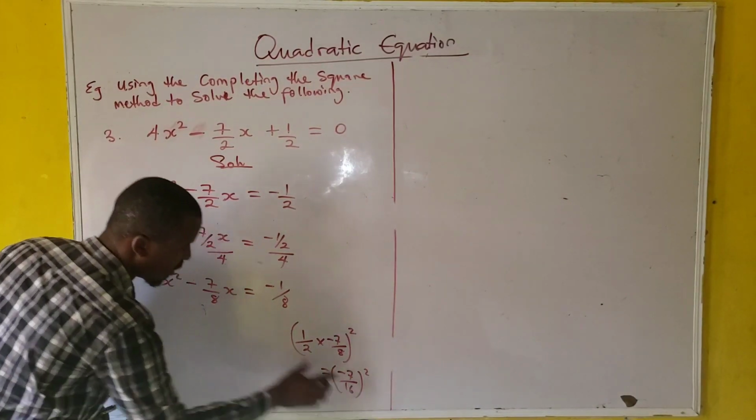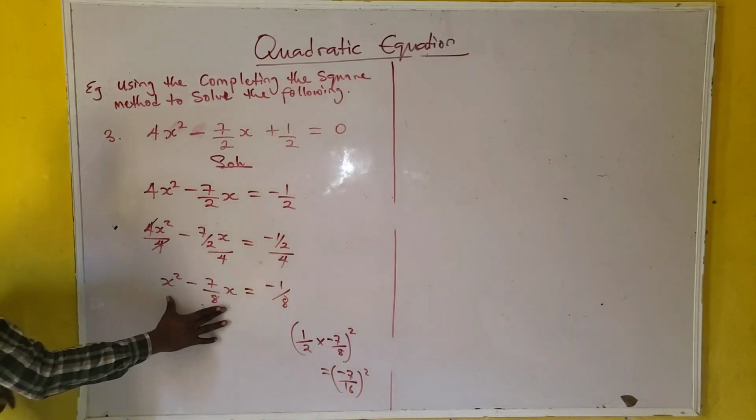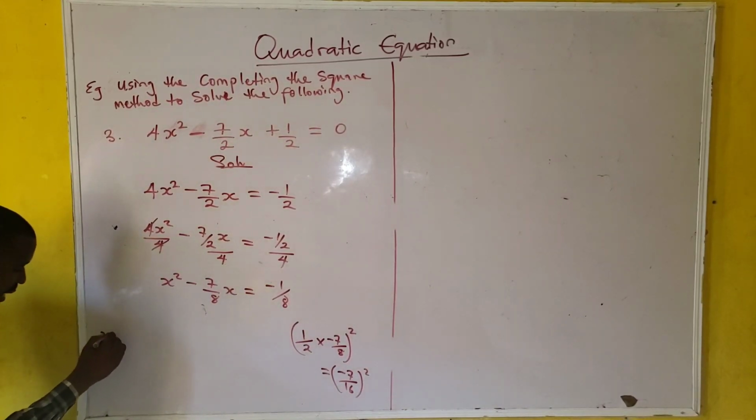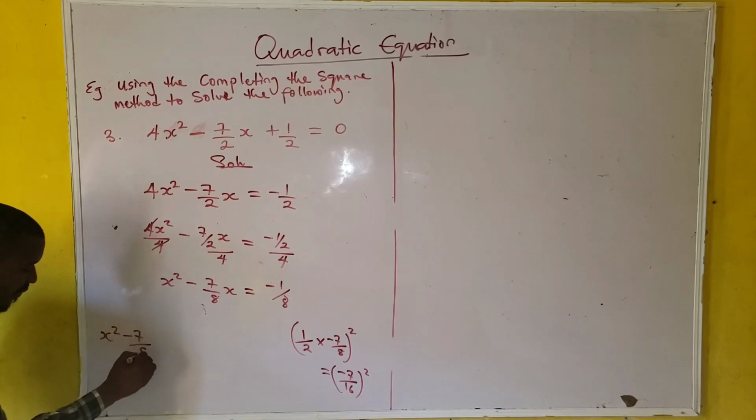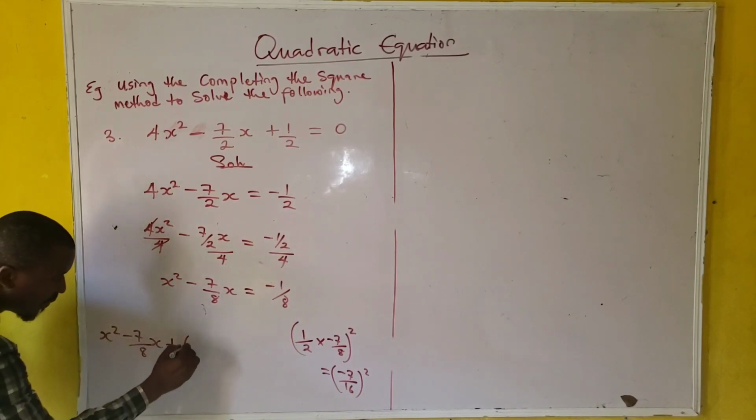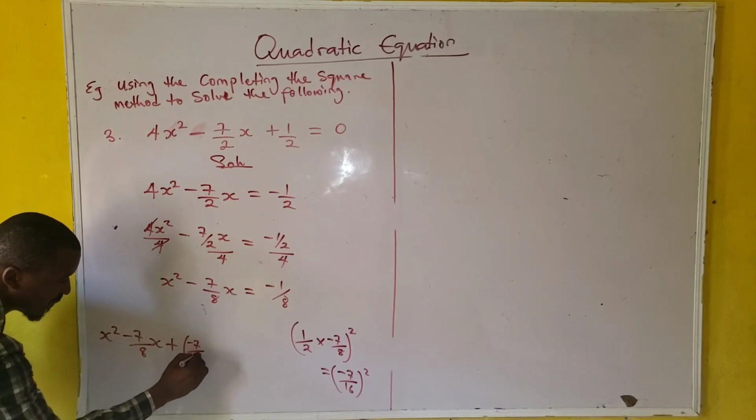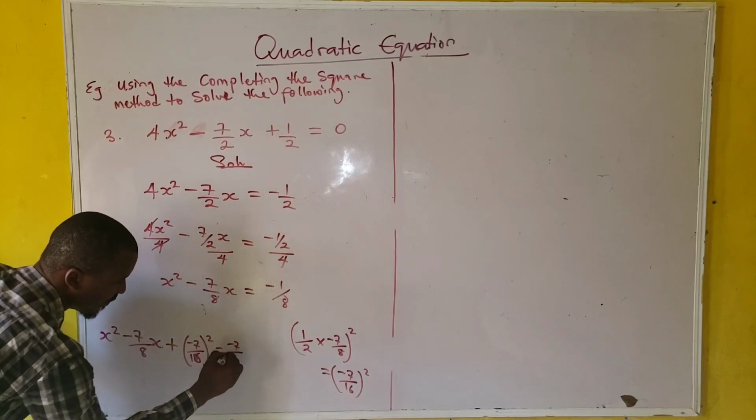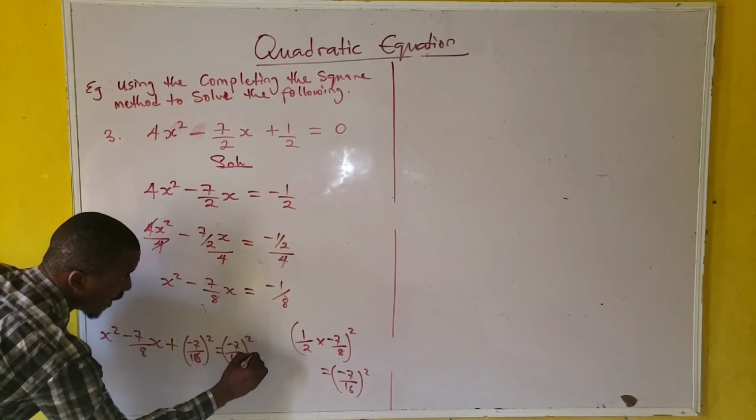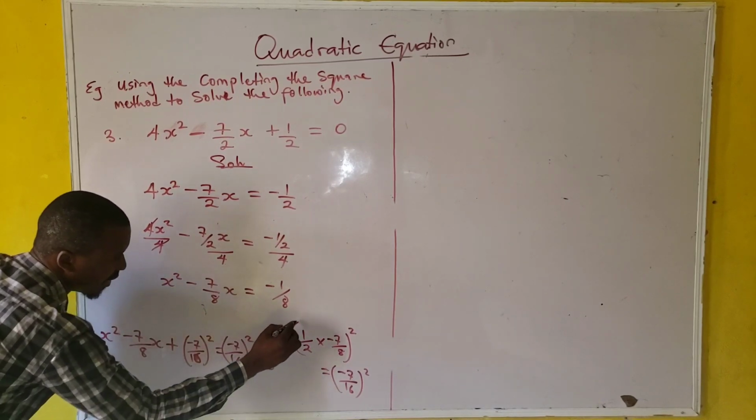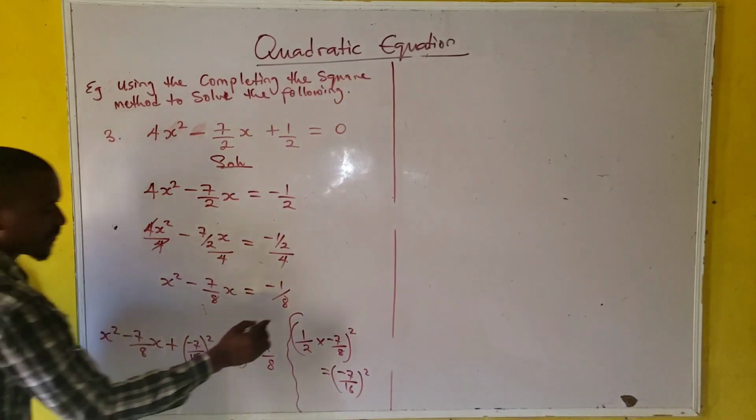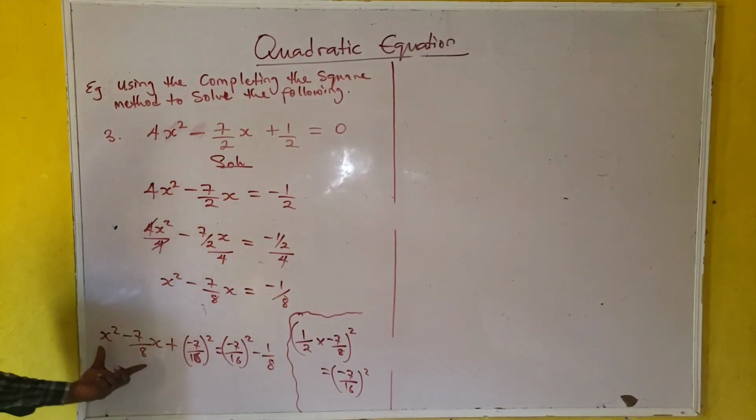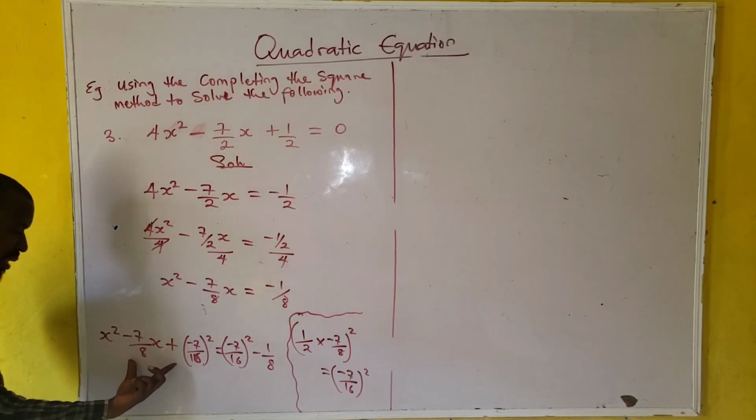When you add this on both sides of the equation, it will make the left hand side a perfect square. So let us add that here. That will give us x squared minus 7 over 8x plus minus 7 over 16 all squared equals, add it here also, minus 7 over 16 all squared minus 1 over 8. Remember this is not part of our work. So we have added it to both sides of the equation, and we are confident now that this is a perfect square.